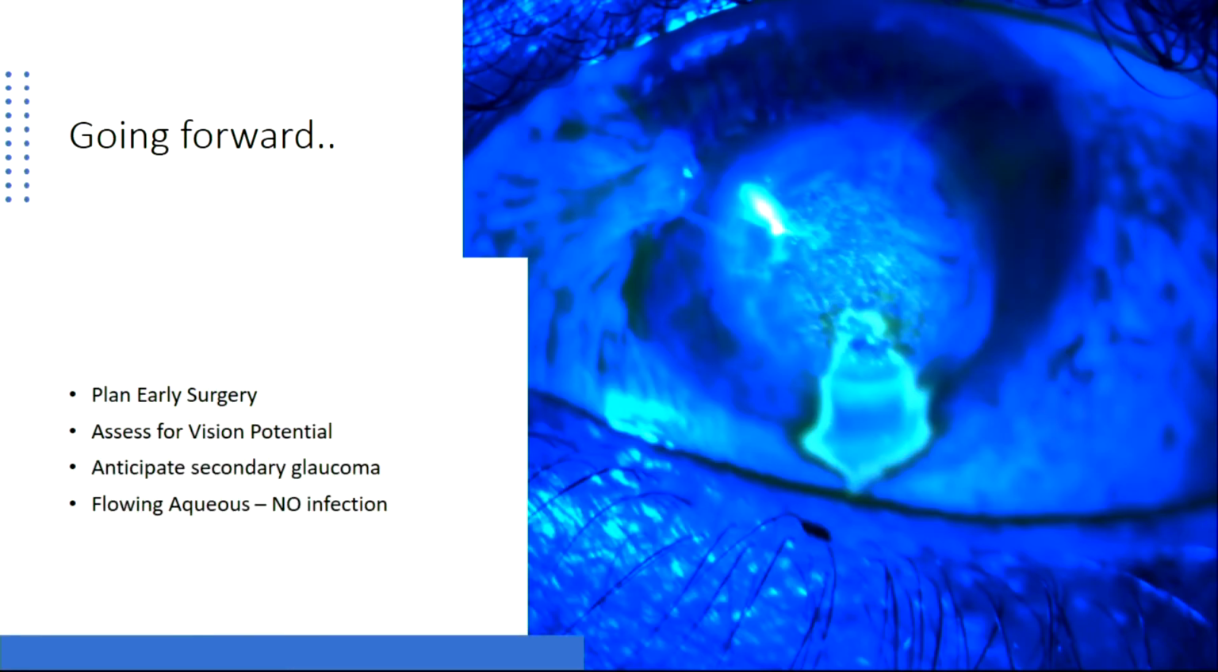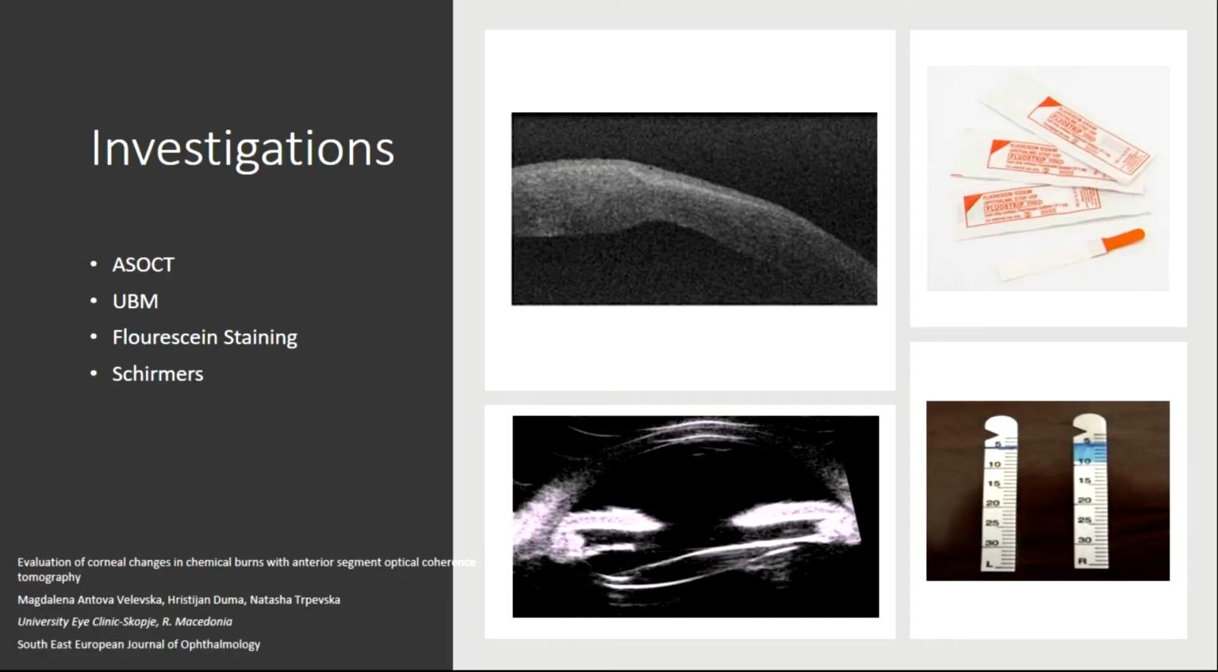And you would want to actually go for an earlier surgery, but having said that, we need to assess the posterior segment as well. Sometimes these patients can have choroidal inflammation, anticipate secondary glaucoma, and till the time it's a flowing aqueous, most of the times there's no infection, but you would not want to take the risk and probably seal the eye as soon as possible.